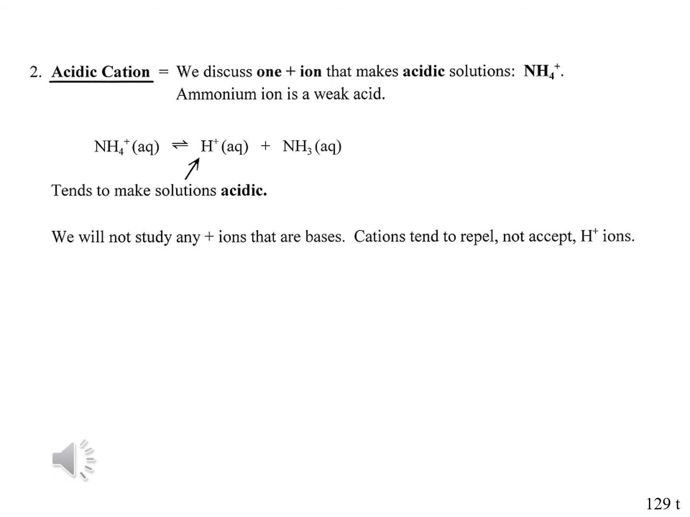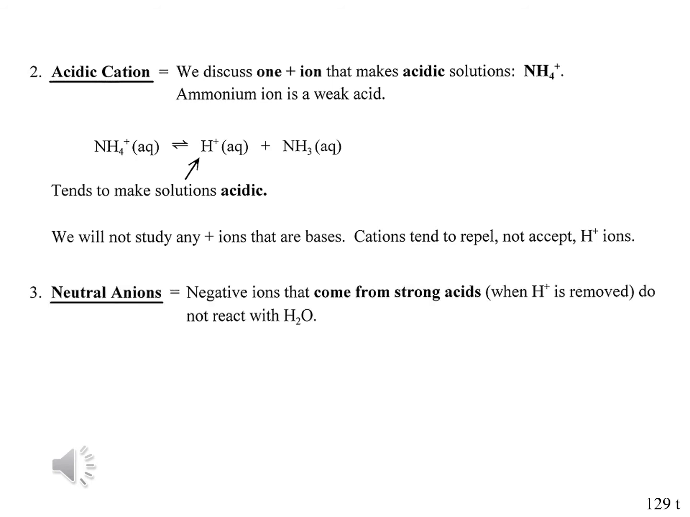Bases accept H+. According to the Bronsted theory, positive ions would repel H+, so there are no positive ions that are bases, because they won't accept H+. There's also a class of negative ions that do not affect the pH, called neutral anions. I'm going to define these as negative ions that come from strong acids when the H+ is removed.